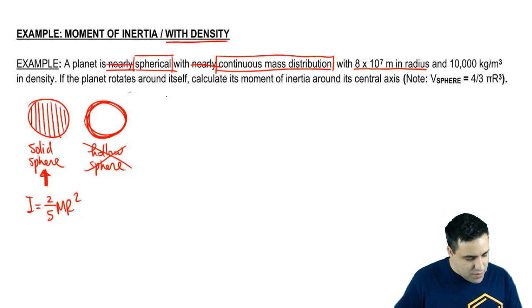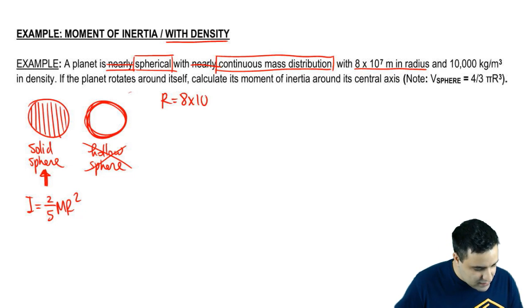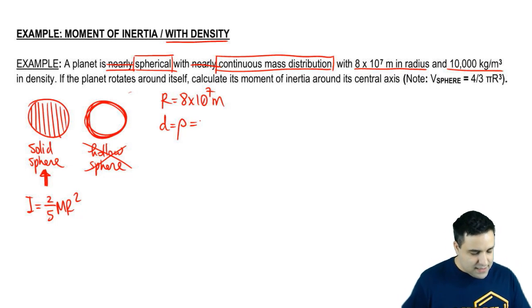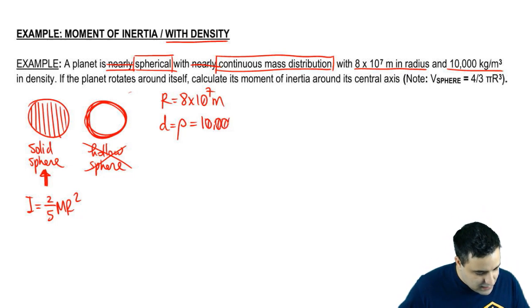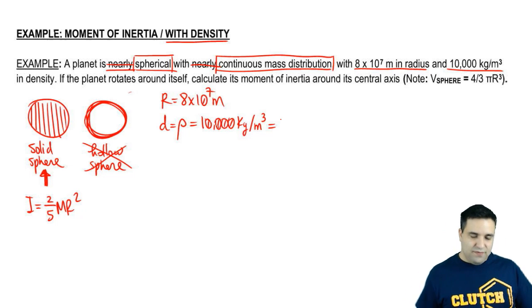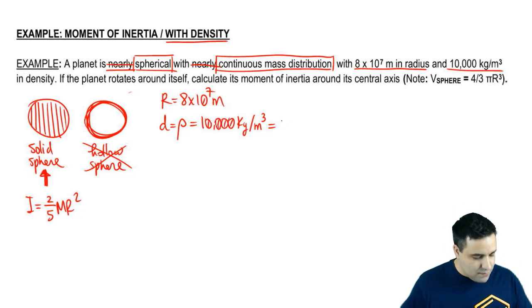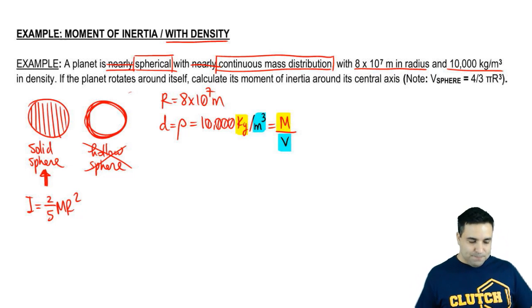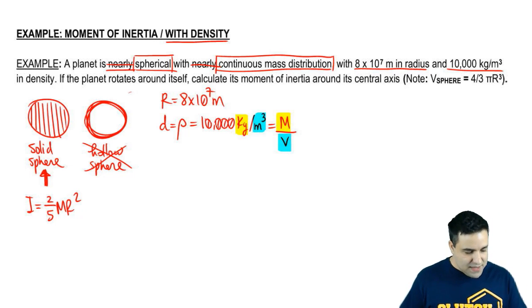I give you the radius right here. Radius is 8 times 10 to the 7 meters. And I give you the density. Density, you can use D, but the official variable is rho. It's 10,000 kilograms per cubic meter. I want to remind you that the density of a volume is mass over volume. You could have seen this from the units, kilograms per cubic meter. It's a three-dimensional object. And that's all we're given.